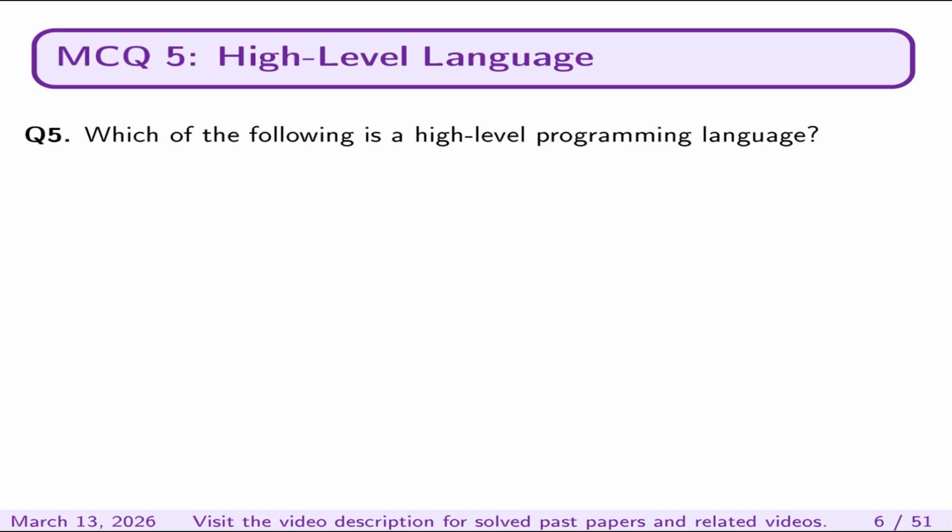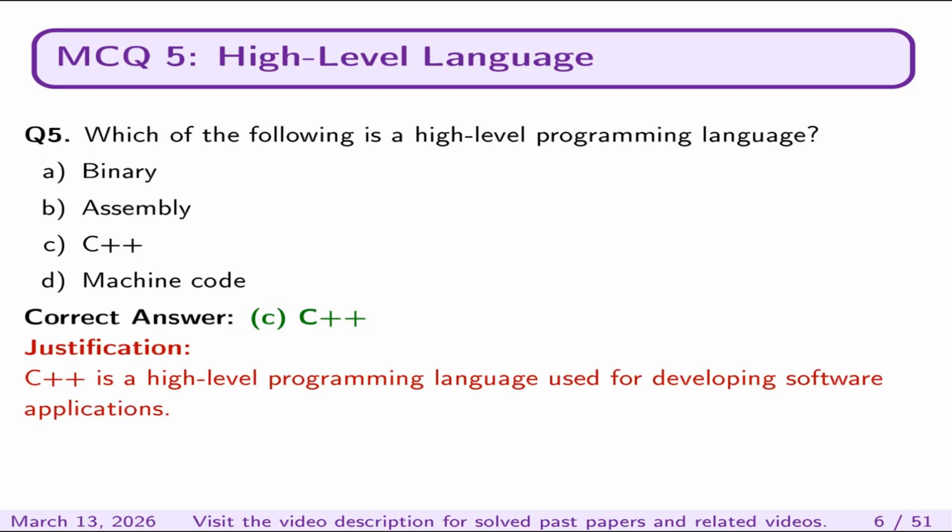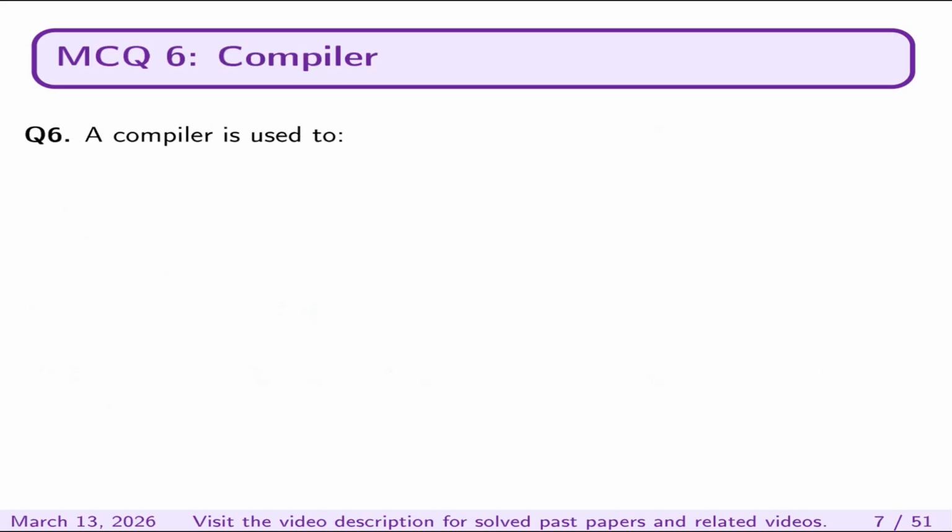Question number 5. Which of the following is a high-level programming language? Option A is binary, option B is assembly, option C is C++, D is machine code. The correct option is C++, because C++ is a high-level programming language used for developing software applications.